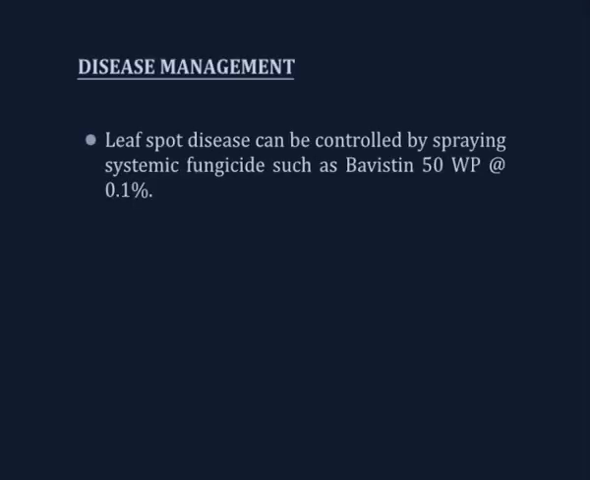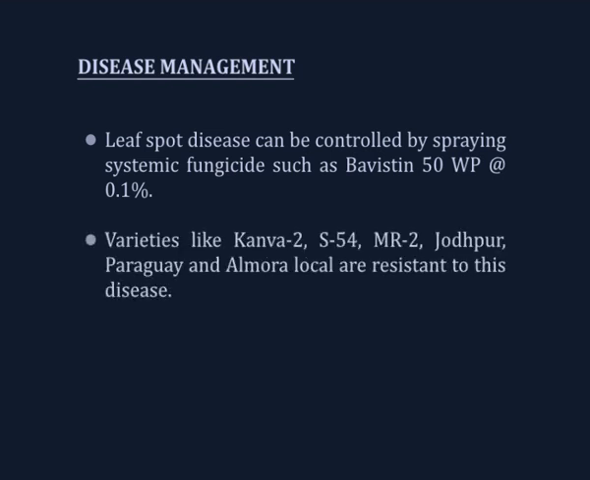Now let's see the management of the disease. Leaf spot disease can be controlled by spraying systemic fungicide such as Bavistin 50 WP at the rate 0.1%. Varieties like Convert 2, S54, MR2, Jodhpur, Paraguay and Almora local are resistant to this disease.